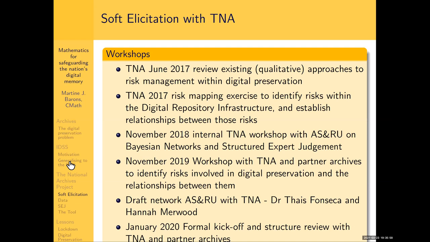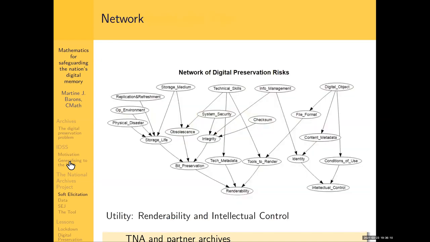So by this point we've got an initial Bayesian network idea, and again that was iterated around with the partner archives, as well as a wider body from the National Archive. So this was the network, the end network. It was probably the 100th network, but anyway, this is the final network. Lots and lots of technical words on there that I won't presume to explain. This would be an hour's talk on its own.